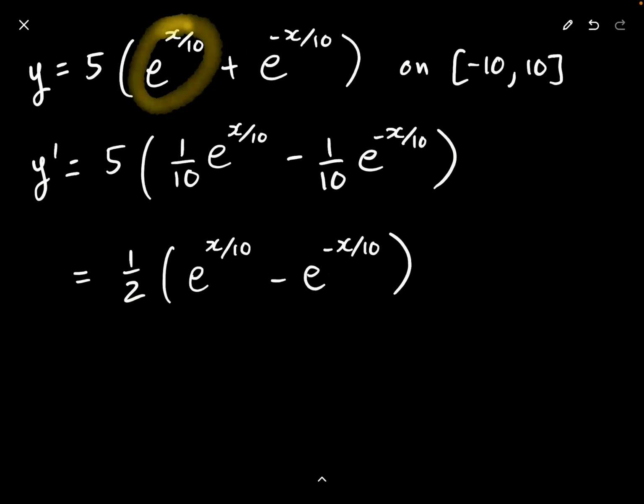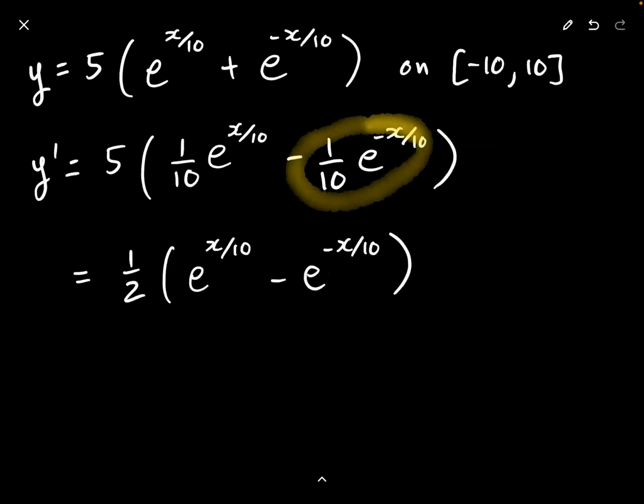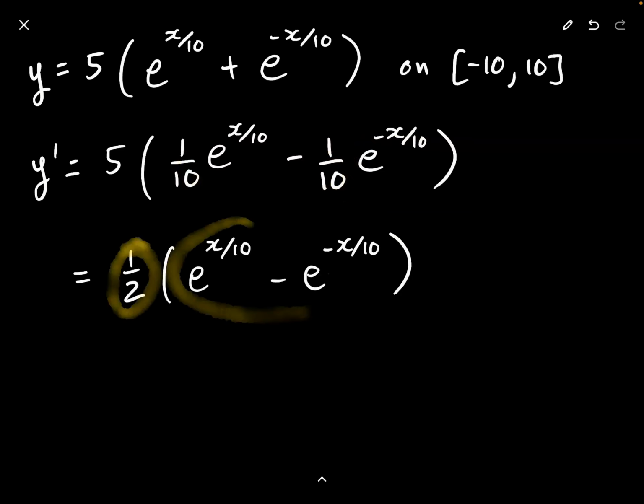So the derivative of e to the u will be e to the u times u prime. So we'll keep the constant 5 in the front. The derivative of e to the x over 10 will be 1 over 10 times e to the x over 10. And for the next term, the derivative of e to the minus x over 10 will be minus 1 over 10 times e to the minus x over 10. We can factor out 1 over 10 in the front. Then y prime will be 1/2 times e to the x over 10 minus e to the minus x over 10.